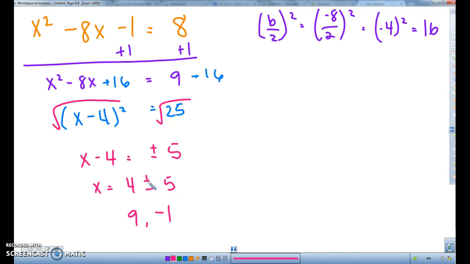So that does include both solutions because I have that plus or minus hanging out still. And I said 4 plus 5 is 9, 4 minus 5 is negative 1. So you can write it either way. It's just however you will think best using it. Okay, and that is completing the square.